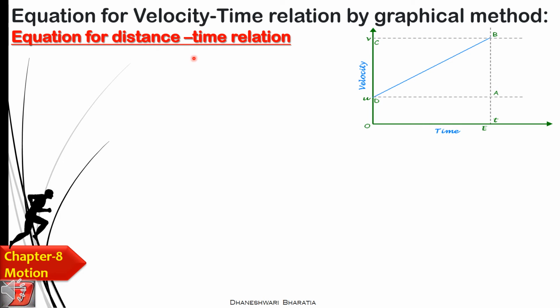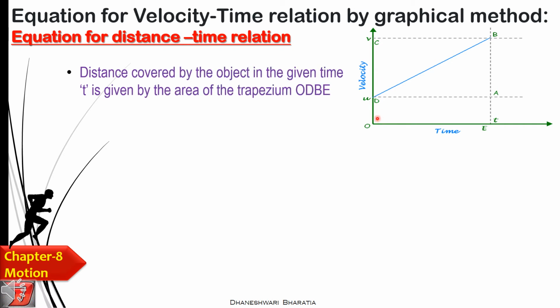Let us discuss the second equation, the distance-time relation. Distance covered by the object in the given time. Where did the distance start from here? Starting from D, it has traveled to B. So this is the particular trapezium I am talking about. This whole distance is traveled by the object, right? So the distance covered by the object in the given time T is given by the area of trapezium ODBE.